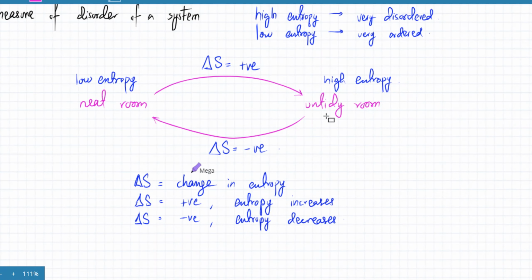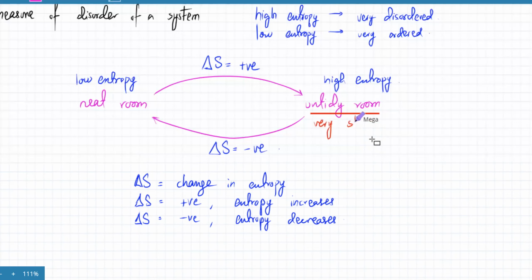Your room kind of feels like it wants to be untidy. You don't make a special effort to make it untidy. It just becomes untidy by itself. And that's a universal law. Systems tend to move towards disorder. They like to go towards disorder. They don't want to actually go into order. The untidy room is very stable.